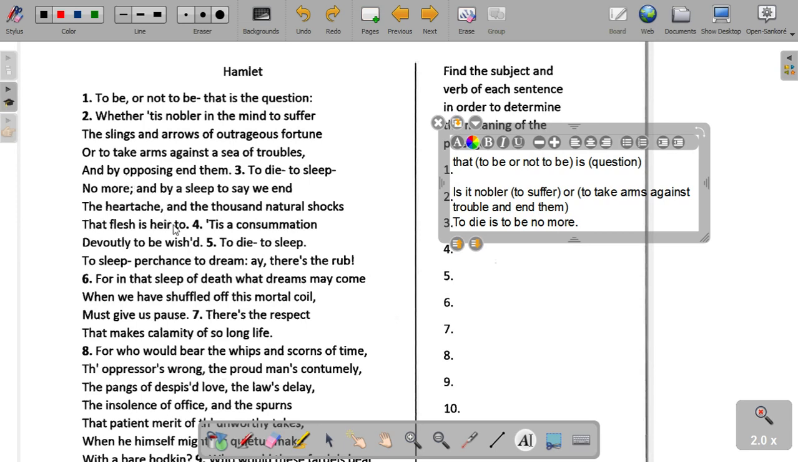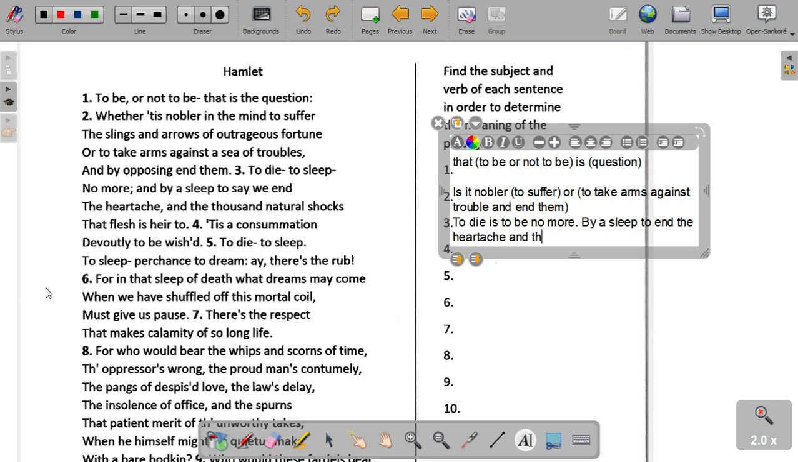And then he says, "by a sleep to say we end the heartache." So by a sleep to end the heartache of life. And then it says the heartache and the thousand natural shocks that flesh is heir to. And basically the suffering of the body.